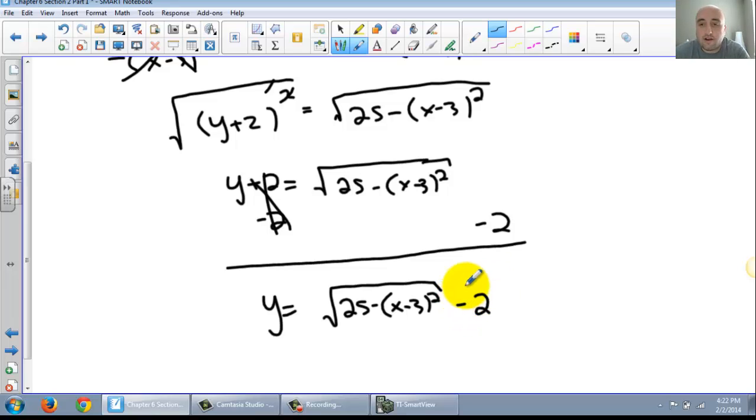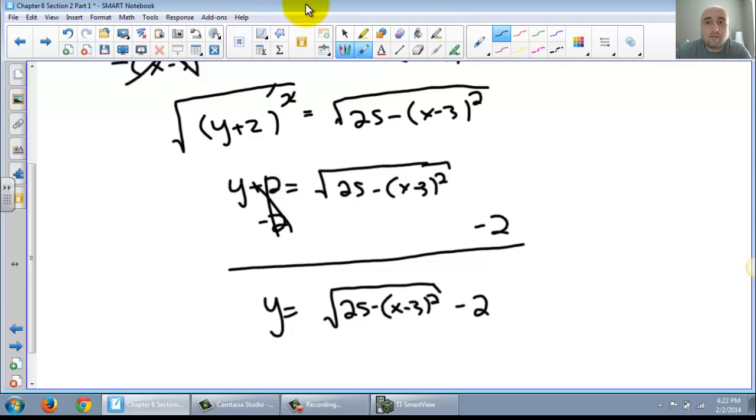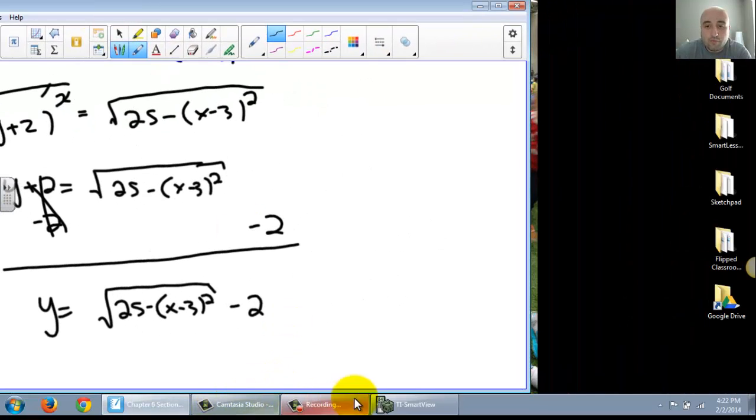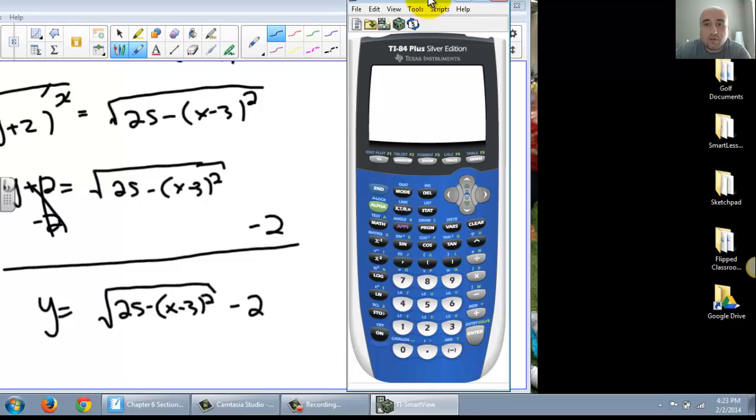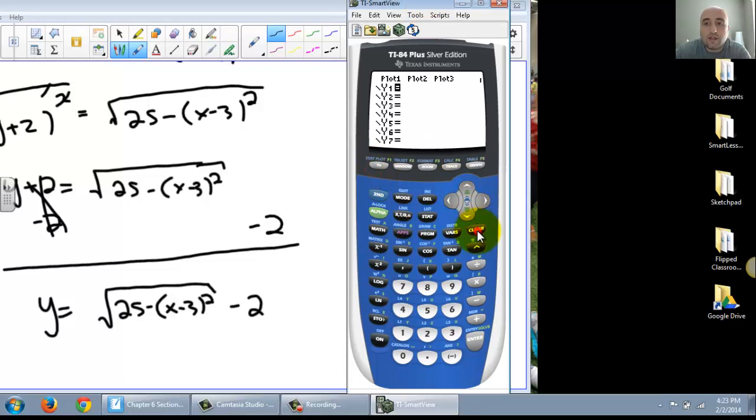All right, so let's graph this on our calculator now. I'm going to make this a little smaller. I'm going to open up my calculator and plug it in. So I go to y equals, get rid of everything that's there, square root of 25 minus (x minus 3), close my parentheses, squared, close my parentheses to stop my square root, and then minus 2. Okay, let's see what we get here. What's the problem? I'm not on my main screen, so I go to zoom 6.